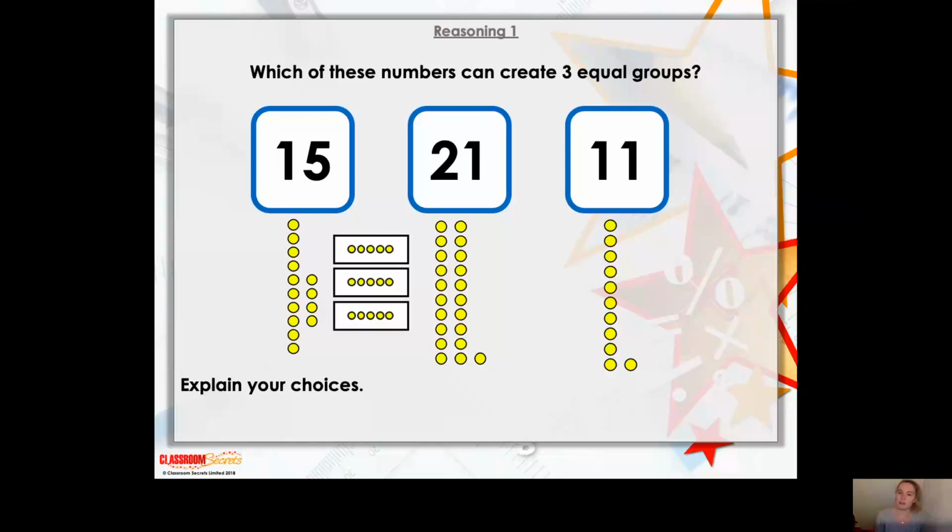So now what I'd like you to do is pause the video and have a think. Can you share 21 counters and 11 counters equally between 3 groups? Okay, pause the video now and have a go. Well, how did you get on Year 2? What did you find? Well, let's have a look.